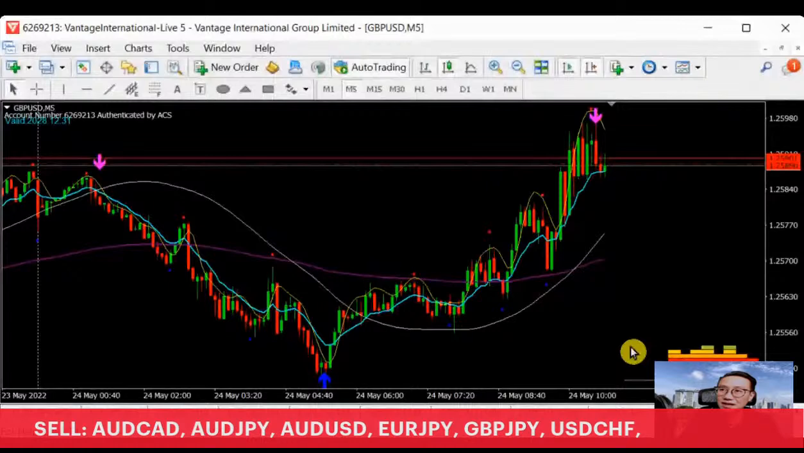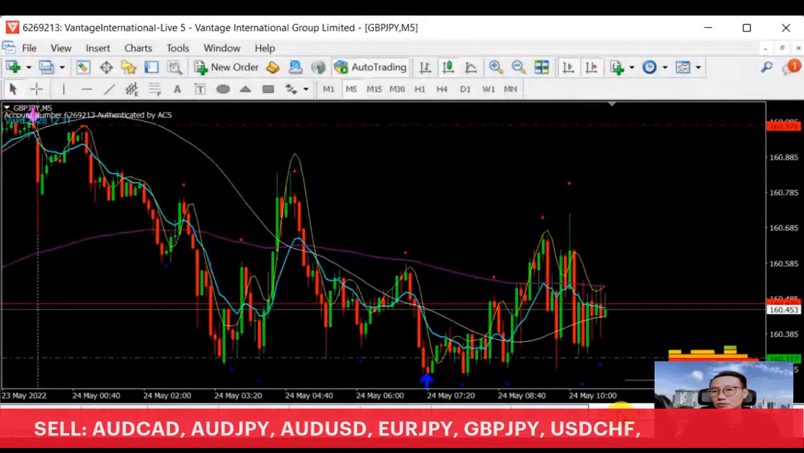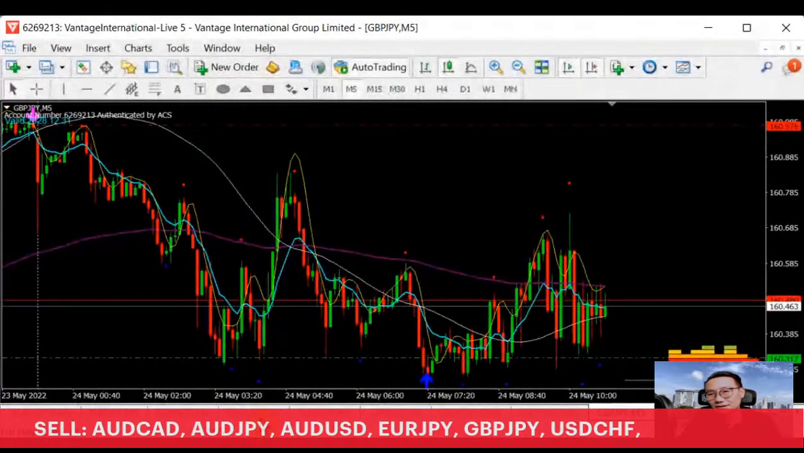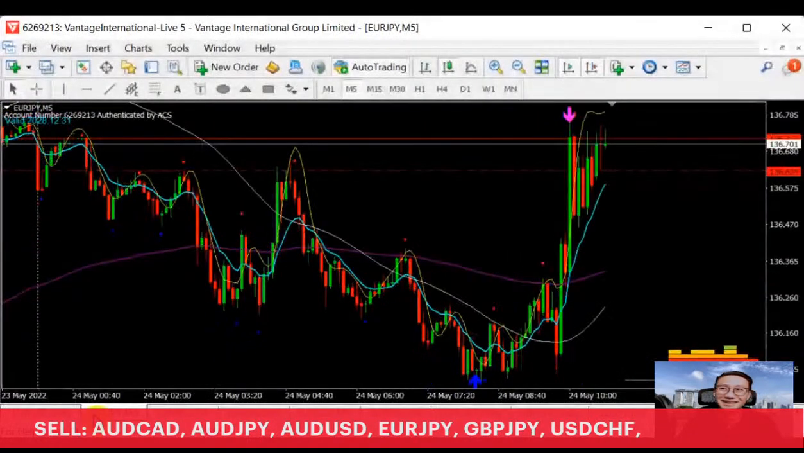Pound dollar is actually retesting the resistance, and we are having a rejection here. Pound yen also, not there.